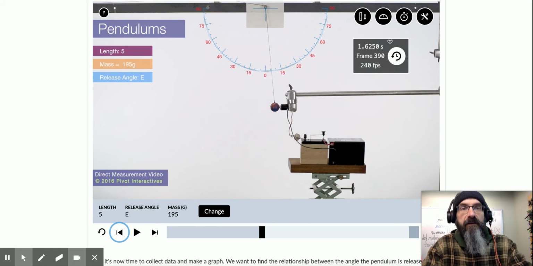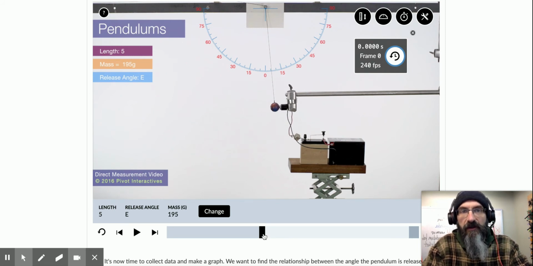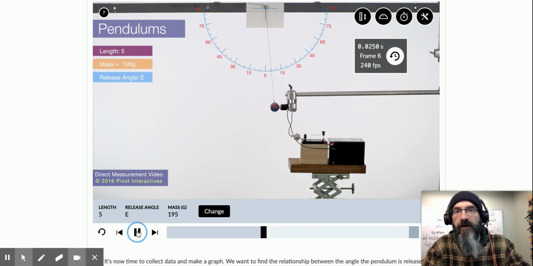Reset your stopwatch now. It's zeroed out. It thinks it's frame 0 or well into the video, but that's okay. It's going to count frames forward or backward from here. So now we play the video.